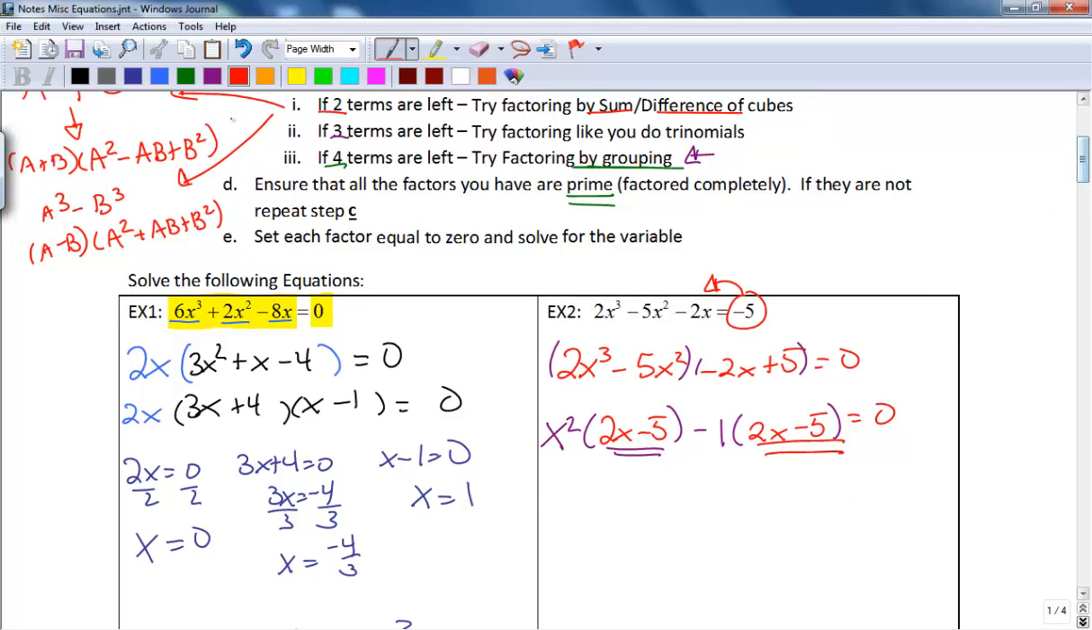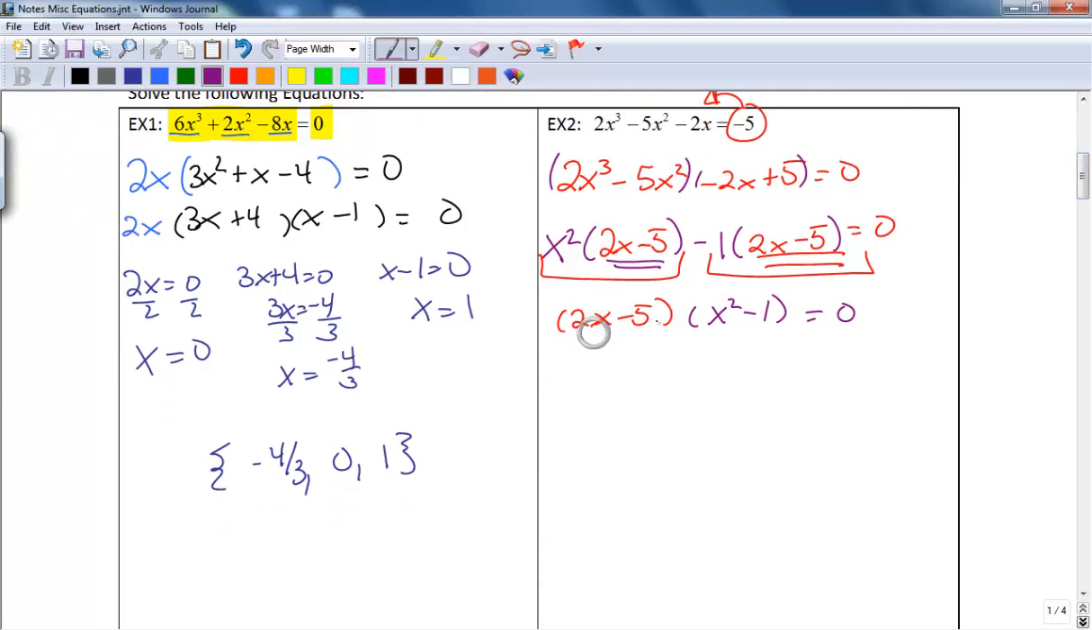Well, let's finish up factoring by grouping. Let's factor out that 2x minus 5. If I factor out the 2x minus 5 from each one of those terms, I'm left with my x squared minus 1 and then equals 0. Great. Step D, ensure that all the factors that you just have are prime. Well, let's take a look. 2x minus 5, is that prime? Yes. What about x squared minus 1? No, that's the difference of squares.